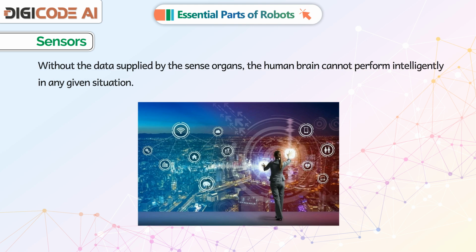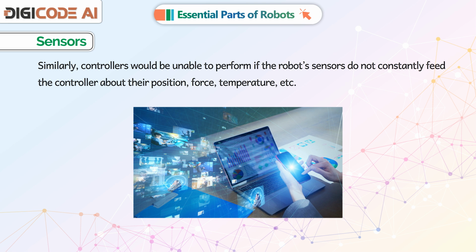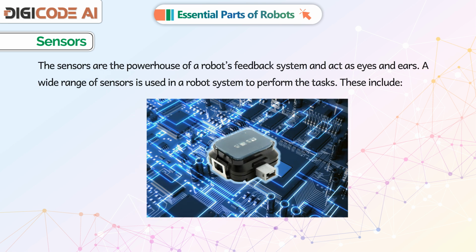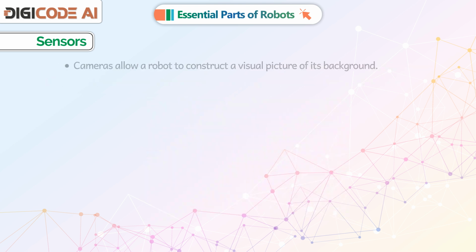Sensors. Without the data supplied by the sense organs, the human brain cannot perform intelligently in any given situation. Similarly, controllers will be unable to perform if the robot's sensors do not constantly feed the controller about their position, force, temperature, etc. The sensors are the powerhouse of a robot's feedback system and act as eyes and ears. A wide range of sensors is used in a robot system to perform the tasks.